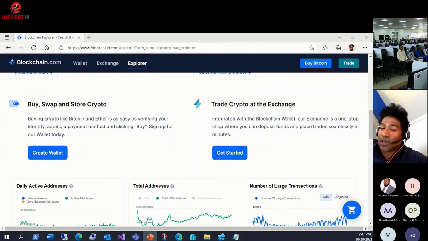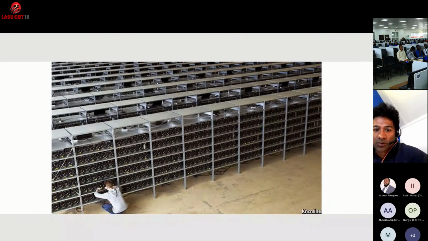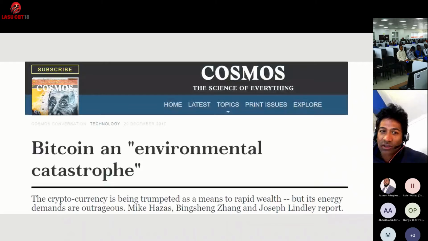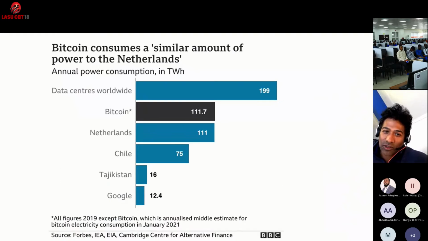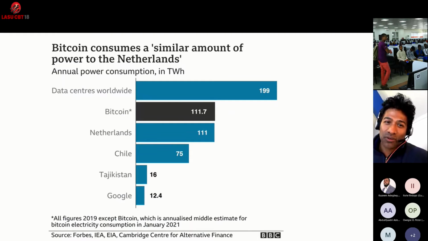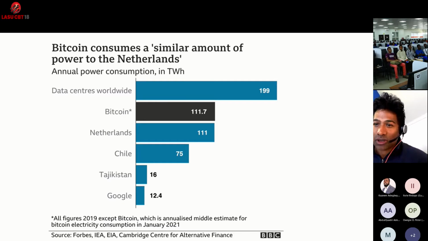Going back to the presentation, that's pretty much what a mining pool looks like. Because of the amount of computers and infrastructure needed to mine these transactions, it's not good for the environment. Somebody once compared it to the power consumption of the country that I'm living in, if you evaluate the power consumption.